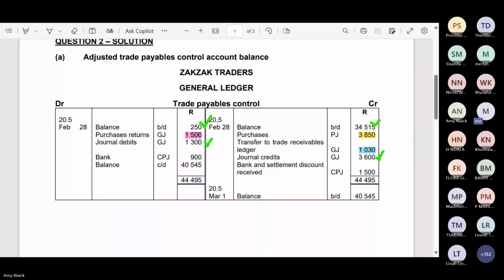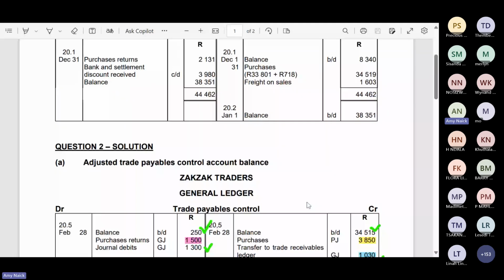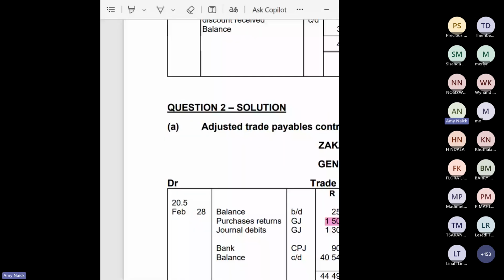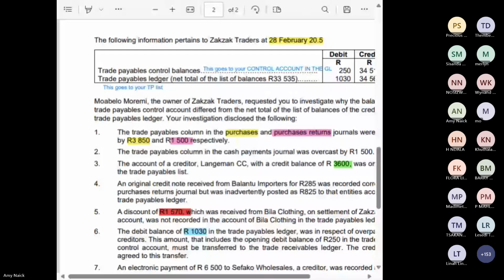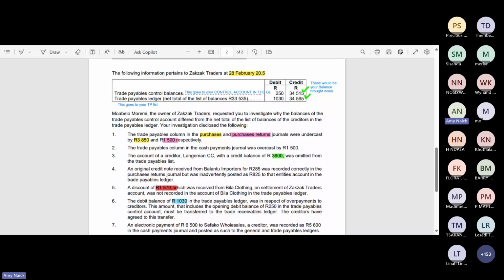This entry was from the first transaction where it mentions that there's a 3.850 for purchases and then 1.5 for purchases return. And also on the second one, they mentioned 1.5 again on the trade payables that was overstated. Yeah, so am I sharing the right screen? So this relates to the actual purchase return. So if we go back to, so basically what I'm saying is, note 1, this is the purchase return that I'm talking about that is sitting on the credit side.